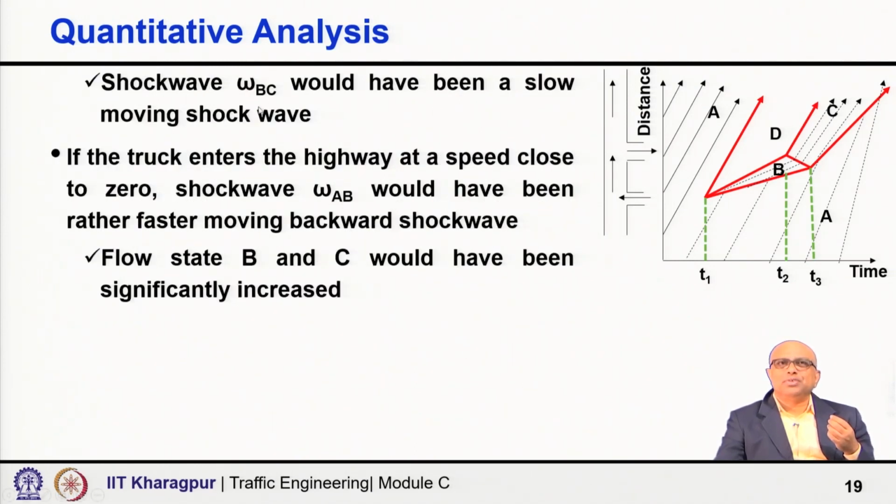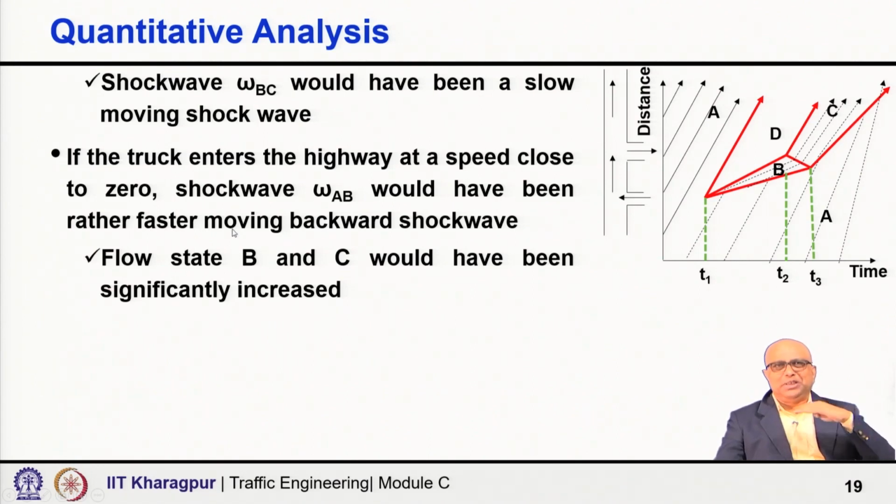Now, shock wave omega BC would have been a slow moving shock wave. The speed of the shock wave between traffic state B and C, that speed of that shock wave would have been lower.